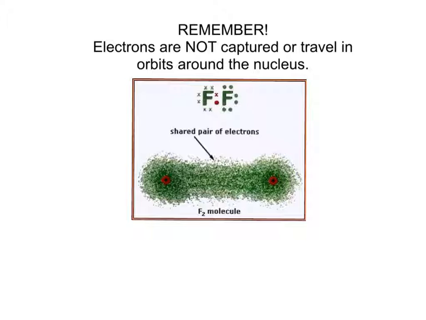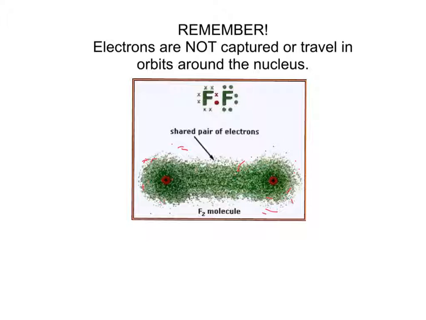Remember, electrons are not captured or traveling in orbits around a nucleus like we draw. We draw that so it makes it look very easy. Actually, electrons, I'm just going to put a bunch of extra dots, I'll put them in red in here, but electrons can just end up in different areas around here. It just all depends on where they spend their time, okay?